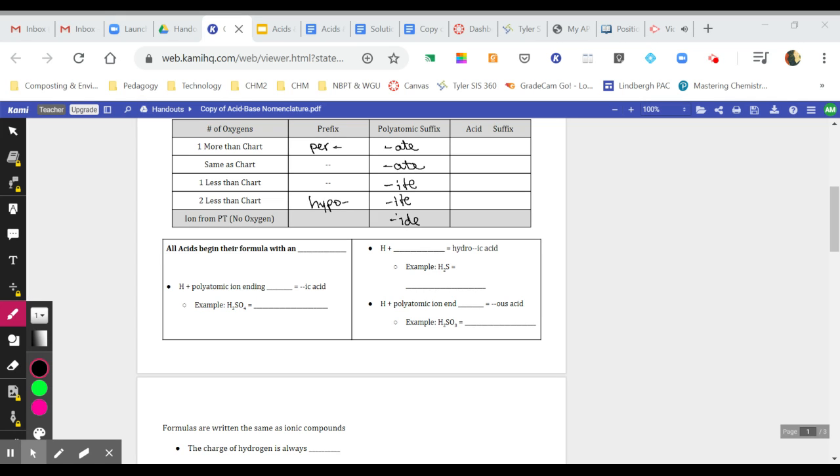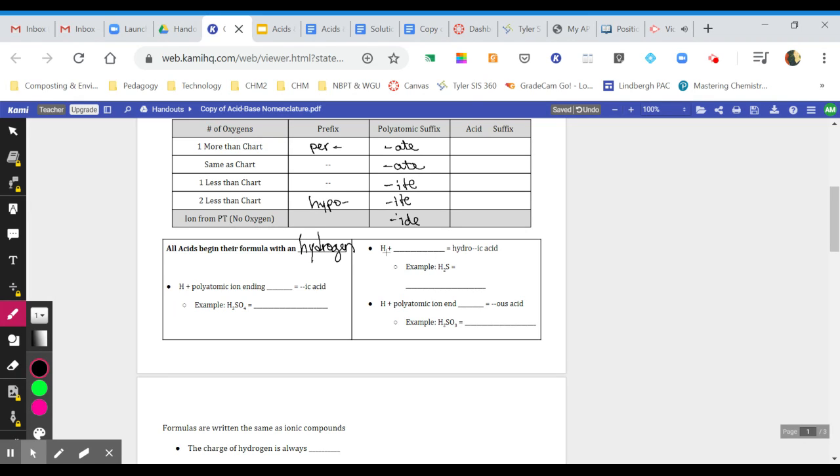So when something becomes an acid, the easy way to know that it's an acid is that it all starts with a hydrogen. So all acids begin with a hydrogen. And that's the simple way that we learned it at the beginning of the year. If it starts with a hydrogen, just name it as an acid.